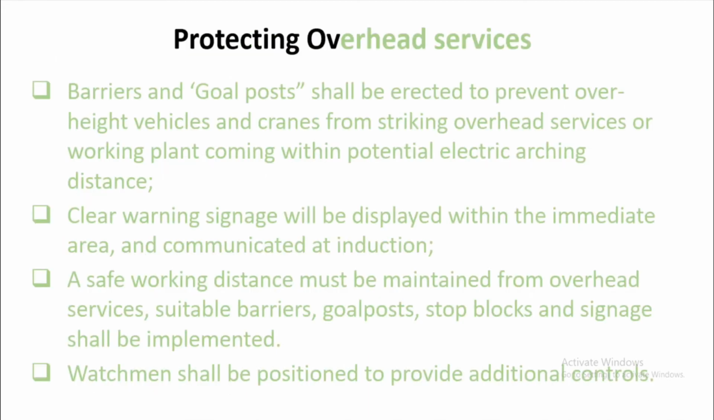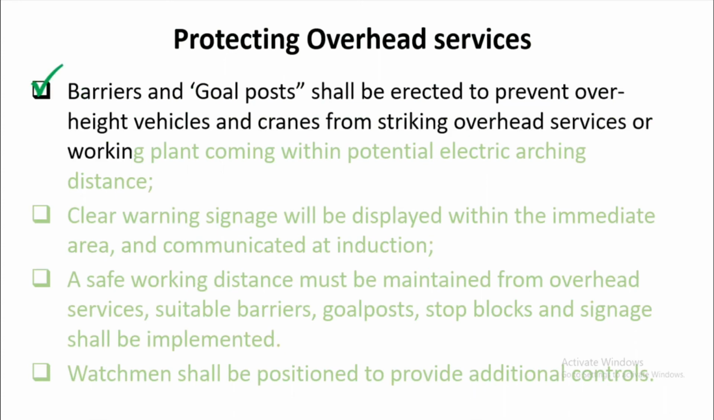So, protecting overhead services. Barriers and goalposts shall be erected to prevent overhead vehicles and cranes from striking overhead services, or working plant coming within potential electric arcing distance. So always check what is the safe distance from the overhead utilities.